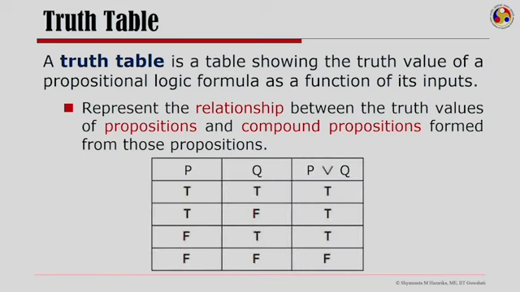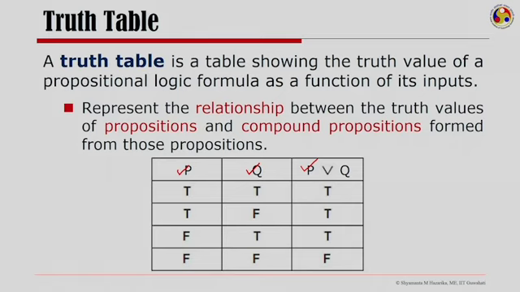Here is the truth table for the disjunction operator. I have the input values P and Q, and here, P or Q. P or Q is true when one of the operands, either P or Q, is true.